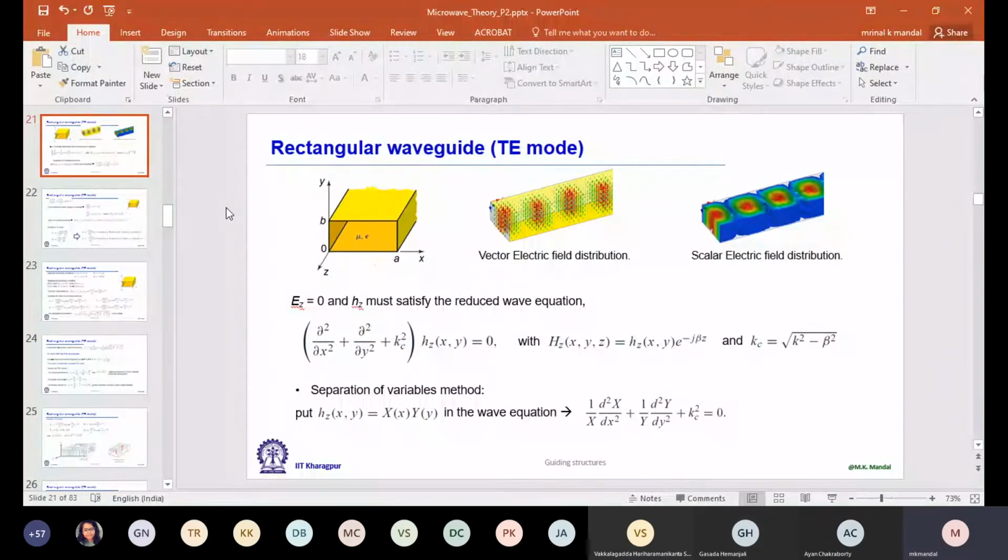So in the last two classes, we were discussing rectangular waveguide and how the electric and magnetic field distribution will be inside for different modes. We also derived expressions for cutoff frequency. The first part was the transverse electric mode. In the direction of propagation, we don't have any electric field components, and we did a step-by-step analysis.